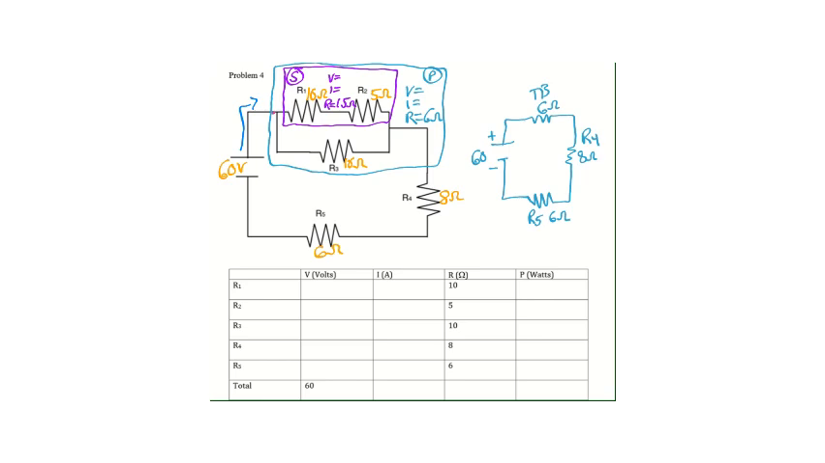So because this is a series circuit with 1, 2, 3 resistors, and we know the rules for resistors in series are that they add, we can simply add 6 ohms plus 8 ohms plus 6 ohms to get the total resistance of this circuit. And when we do that, we get 20 ohms.